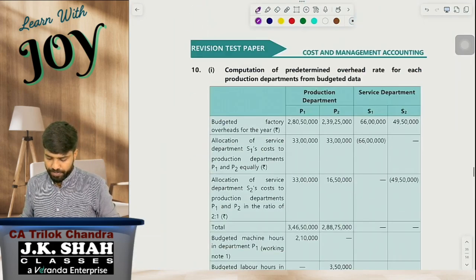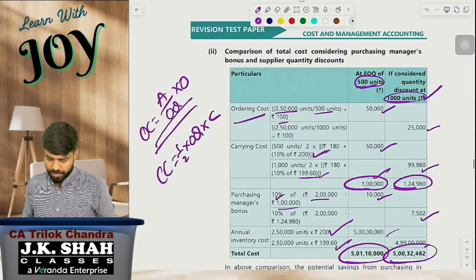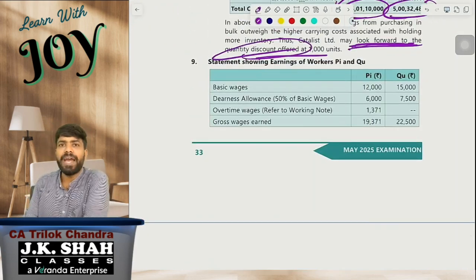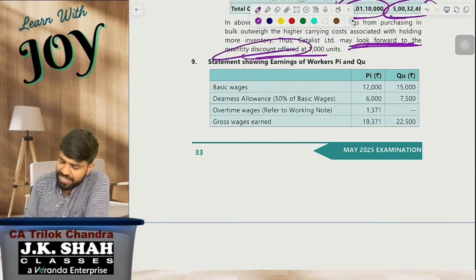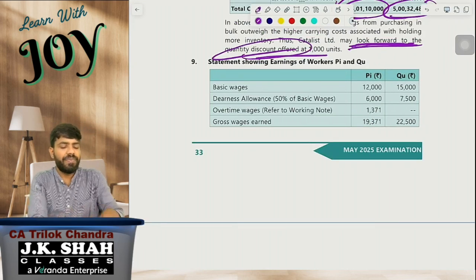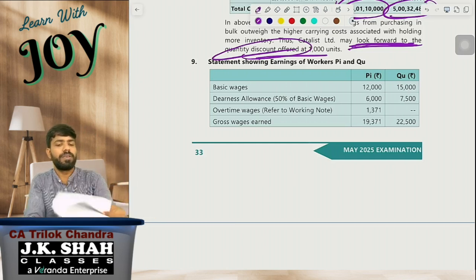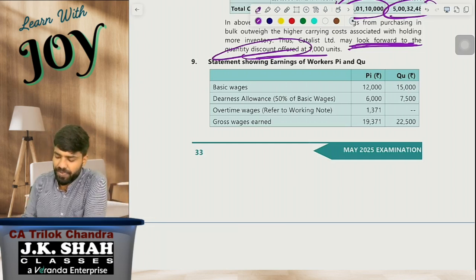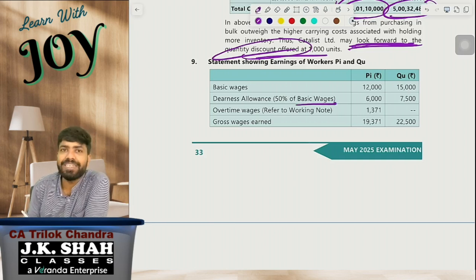Look at here. First, statement showing earnings of worker P and Q. Basic wages 12,000, 15,000. DA allowances 50%. See, 50% of basic wages. In the options of information, DA allowances is always based on the basic wages. So 50% of basic wages, 6,000, 7,500.